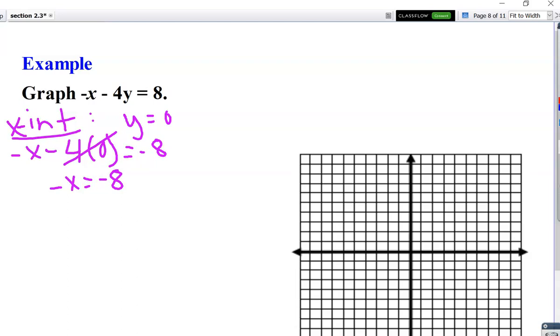So we're almost done, but not quite, because we need that negative sign to go away. And you can think about it as like negative 1. So if you want to divide both sides by negative 1, the negatives will cancel, and we have x equals 8. So the x-intercept will be at 8, 0.